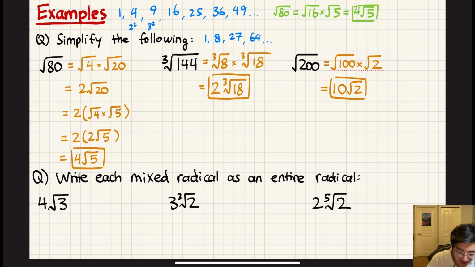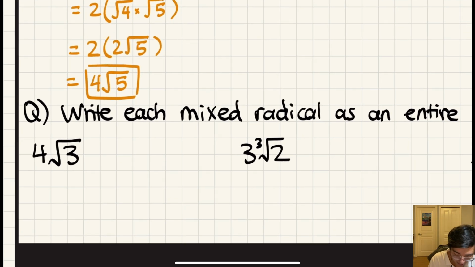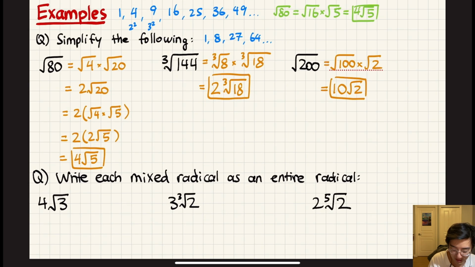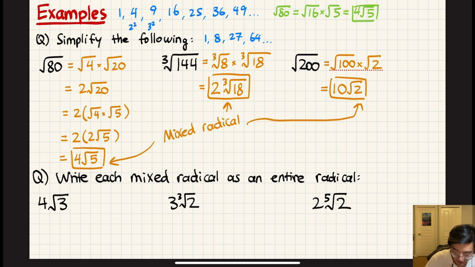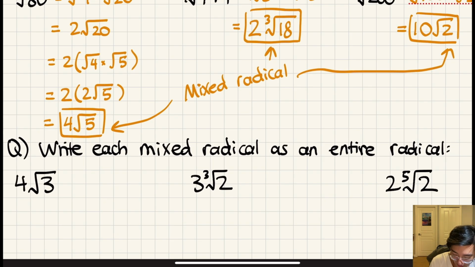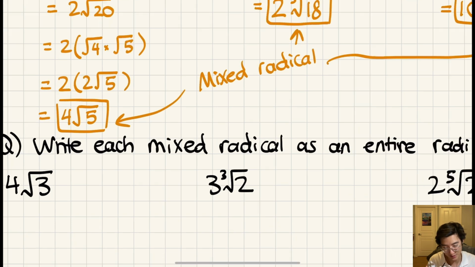Okay, now the other way around, which is a lot easier in my opinion. Before we go on, this right here is called a mixed radical form. This is where we have a big number in front of the radical. As we can see, this is very similar to the mixed fractions and the improper fractions. So we're essentially using the same idea. Now with that being said, let's check out converting the other way around, from mixed radicals to the entire radical. I think it's a little bit easier.